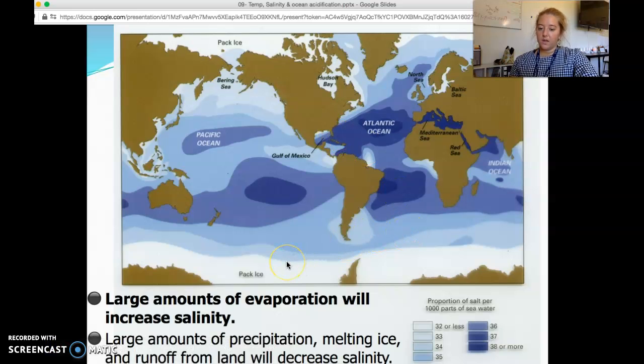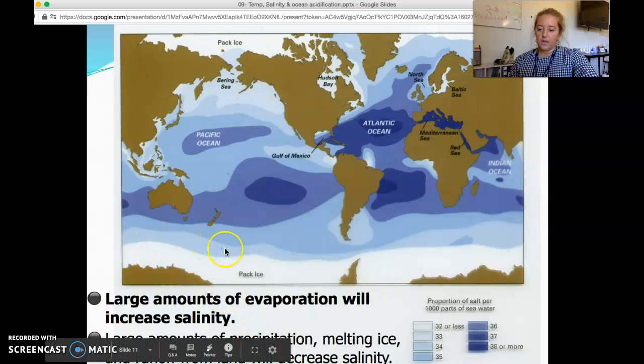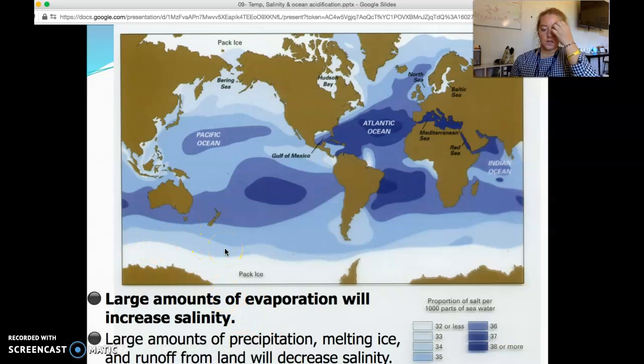Hopefully. But we also found that large amounts of precipitation, melting ice, and runoff from land will decrease salinity. So it's interesting to see here on this map that for the most part, except Brazil, Peru, right around here in South America, that's kind of our outlier, and around here. But for the most part, around the continental regions, we are seeing less salt because of that runoff from land. And then right here, as the ice is melting, we are seeing less and less concentrations of salt, which again, we talk about in parts per 1,000.